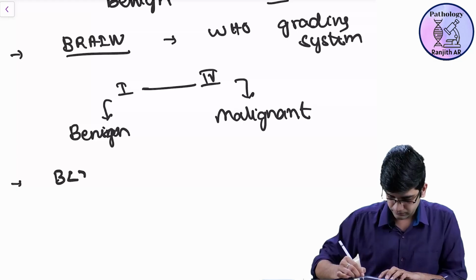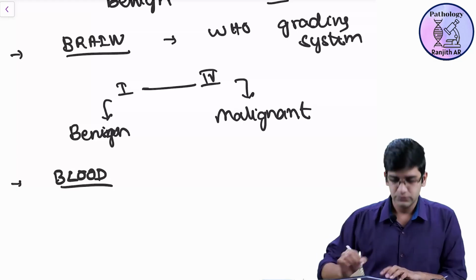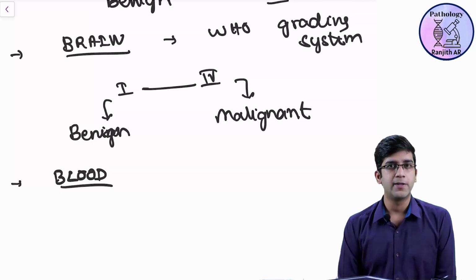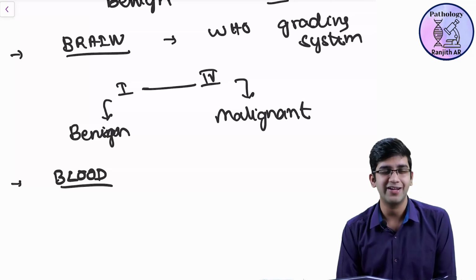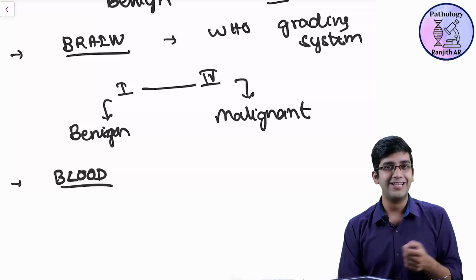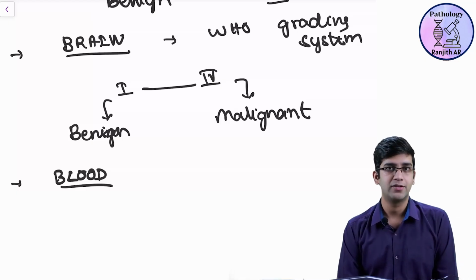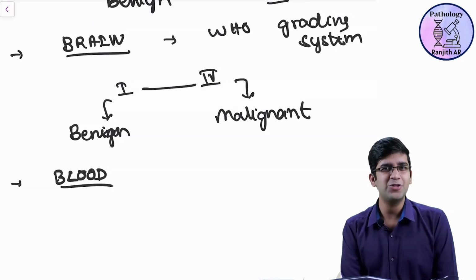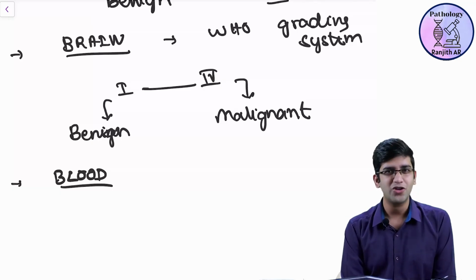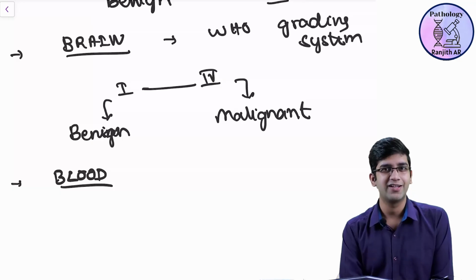Blood. Tell me a benign tumor in blood. I'll give you some time. Hemangioma is the one which came to your mind, right? No. Hemangioma is not a blood tumor, it's a blood vessel tumor. Any benign tumor in blood? You must have spent most of your time reading hematology. Tell me a benign tumor in blood. Nothing is striking in your head, right?